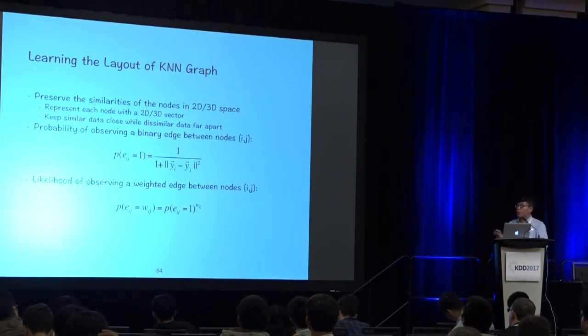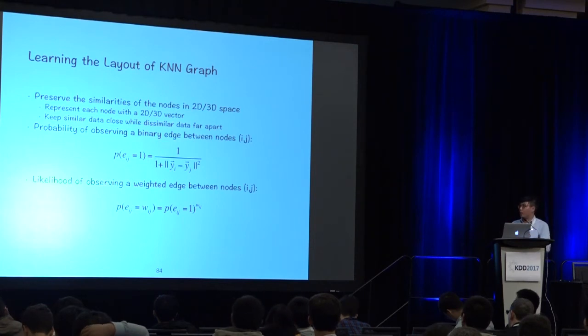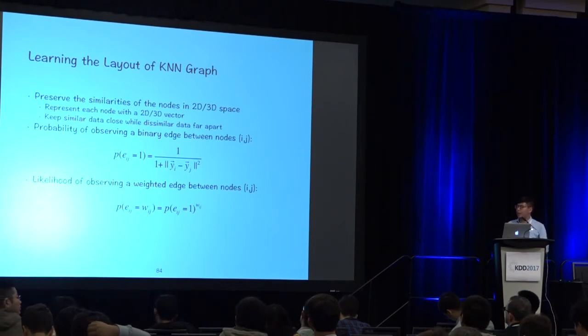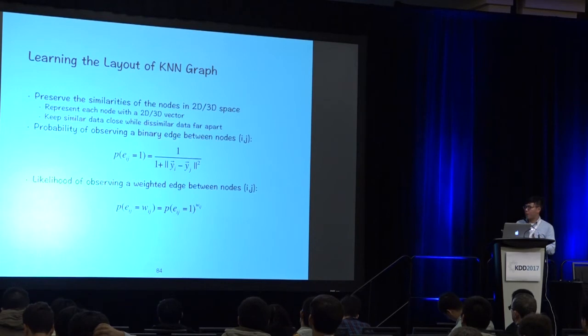So the essential idea is still that we try to preserve the similarities of the nodes in the two-dimensional space. We want to keep similar data points close to each other, and dissimilar data points stay far away from each other, okay? To do this, we first define the probability of observing a binary edge between two data points using this objective function. Here y_i is the embedding of node i, and y_j is the embedding of node j. Basically, if two nodes are very close to each other in the low dimensional space, then it's very likely to observe an edge between them. And this is how we define the probability of observing a binary edge between two nodes.